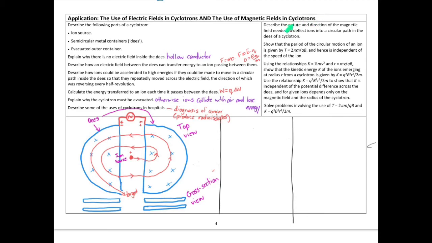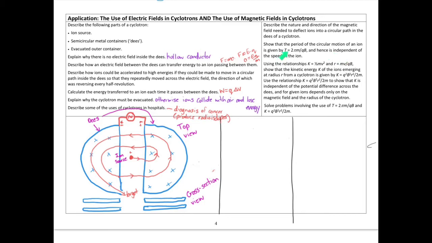But now there's a couple more things we need to look at, more related to the magnetic fields. And I guess we've already described the direction of the magnetic field needed to deflect the ions in a circular path. In this case, to make them turn up, it has to be downwards. If it was upwards, they would just spin the opposite way around. We need to show the period of the circular motion of an ion is given by that formula, and hence is independent of the speed of the ion. Might talk about that first.